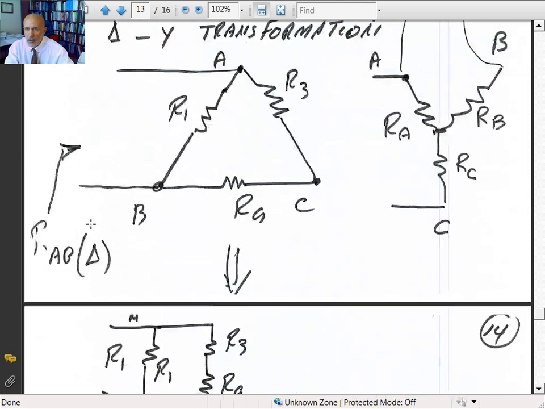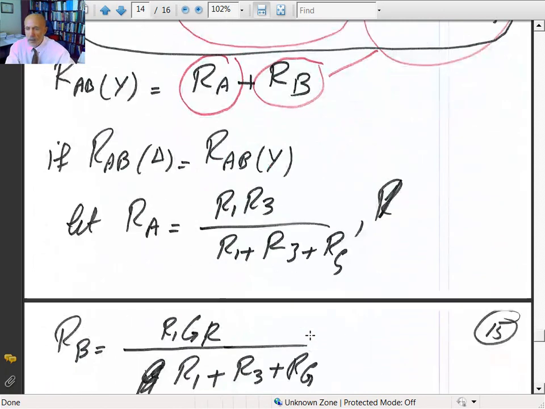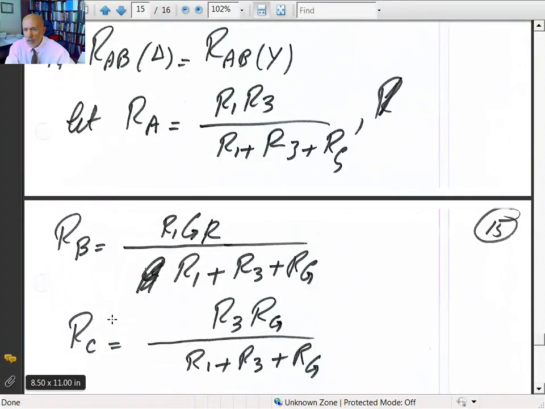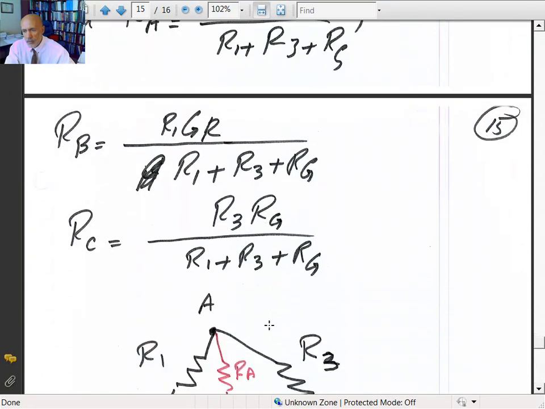So you calculate R of A and R of B, and then you can repeat the same thing. Next time you're going to look at a terminal, let's say B and C from delta, and you look at B and C from Y. When you do that, you can go through the same calculation again, and you come up with R of C. If you notice, the denominator will be the same on all three of them, and then the numerator will be the product, R3 R1, R1 RG, so of course R sub C would be equal to R3 times R of G.